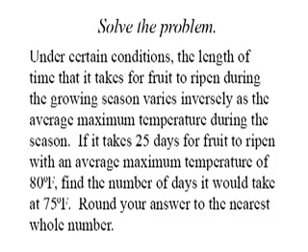Solve the problem. Under certain conditions, the length of time that it takes for fruit to ripen during the growing season varies inversely as the average maximum temperature during the season. If it takes 25 days for fruit to ripen with an average maximum temperature of 80 degrees Fahrenheit, find the number of days it would take at 75 degrees Fahrenheit. Round your answer to the nearest whole number.